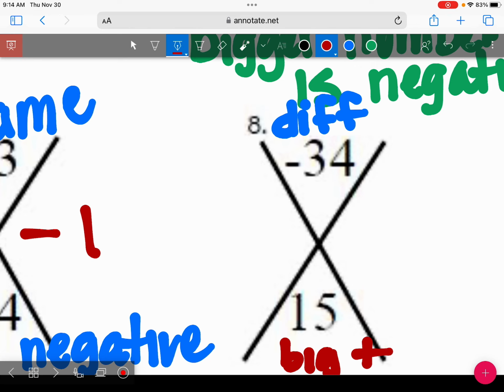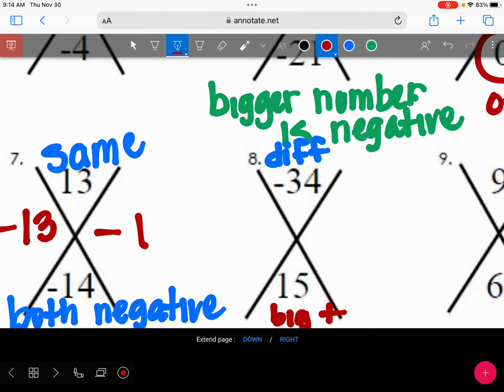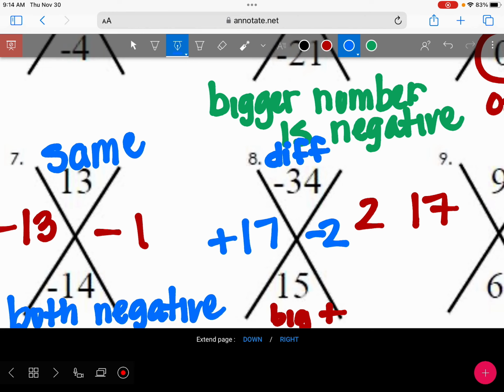All right, so where does 34 show up? 2 and what else? Okay, so 2 and 17, that looks promising because I need the numbers to subtract to give me 15. And 17 minus 2 is 15. So I know that my numbers are going to be the 17 and the 2. And the 2 will be negative and the 17 is positive.